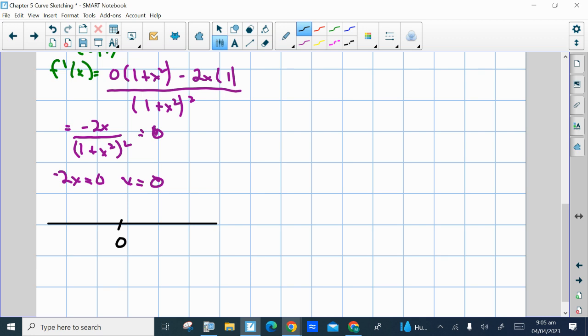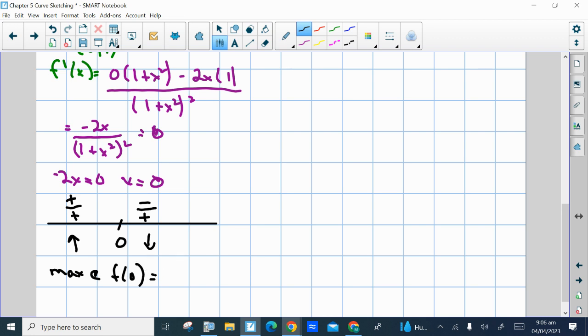A number to the left of 0, let's say negative 1, so the top will be negative 2 times negative 1. It'll be a positive. The bottom is always positive, so the function is increasing in that interval. After 0, a number like positive 1, the top will be negative 2 times 1, which is negative. The bottom is always positive, so that will be decreasing in that interval. And so we're going to have a maximum at f at 0.